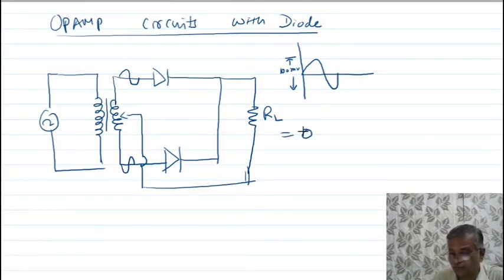Most of the students will write the output like this, but this is wrong. Why? The cutoff voltage of this diode is 0.6 volt. This voltage is less than that, so this diode does not conduct.